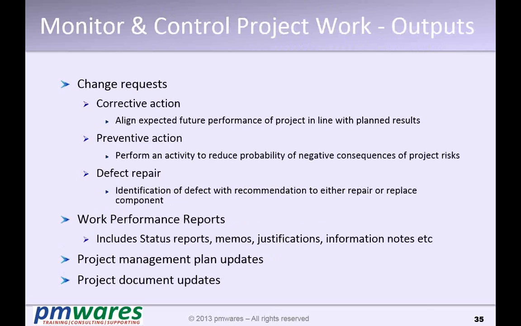Okay, so as a standard output for all the monitoring and control processes, the change request is one of the outputs. The corrective measure, preventive measure, or defect repair are all different categories of change request. And then you get the work performance report, which is basically a status report or any kind of report which is formatted, filtered, and suitable for delivery to the stakeholders.